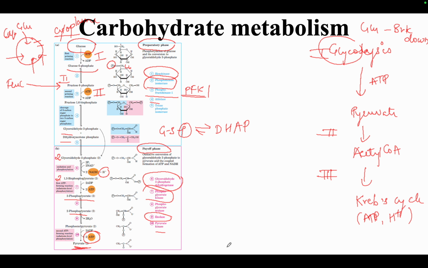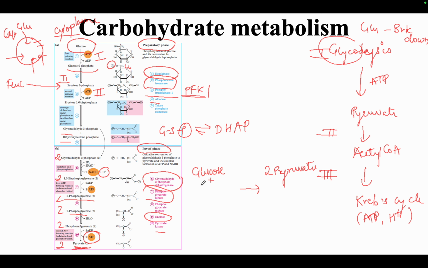Okay, so finally, the overall reaction of glycolysis could be that we have a glucose molecule, and this glucose molecule is converted to pyruvate. Basically we'll have 2 molecules of pyruvate, right? These are all 2 molecules here, so we'll get 2 molecules of pyruvate.